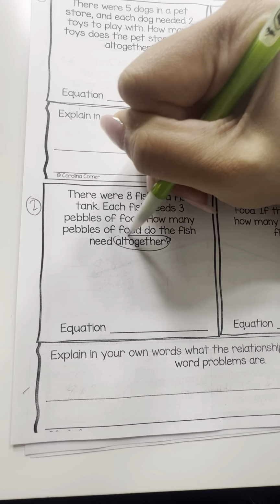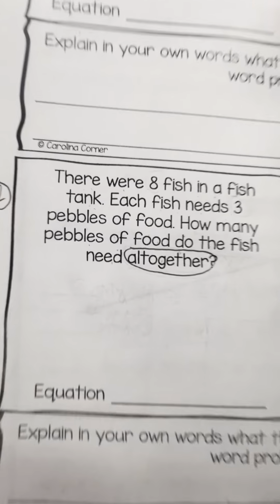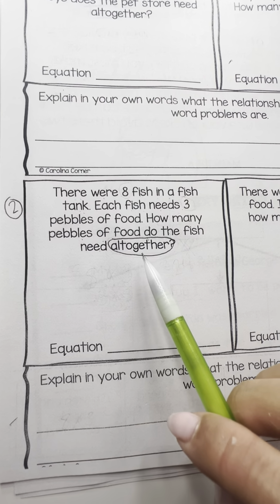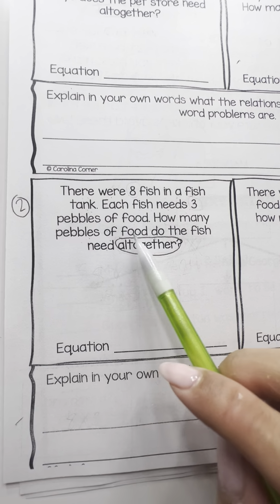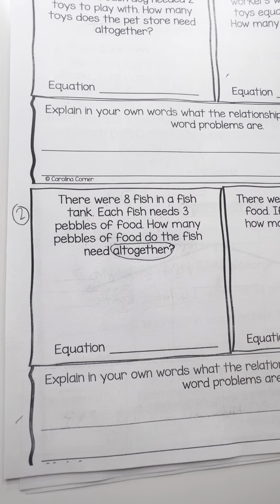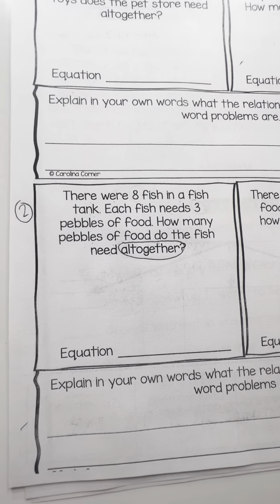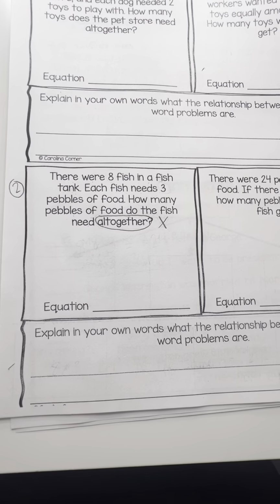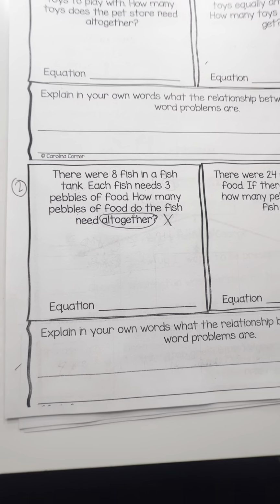So what does altogether mean? Altogether means to find the total. So what's the total of the amount of pebbles of food the fish need? And when you're looking for the total, you usually multiply. So what am I going to be multiplying?